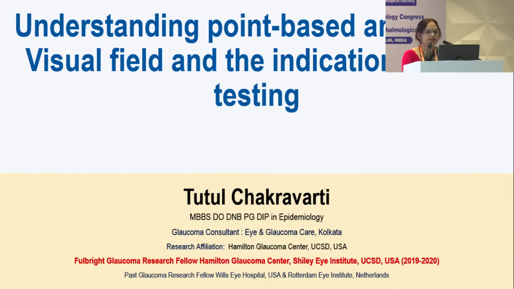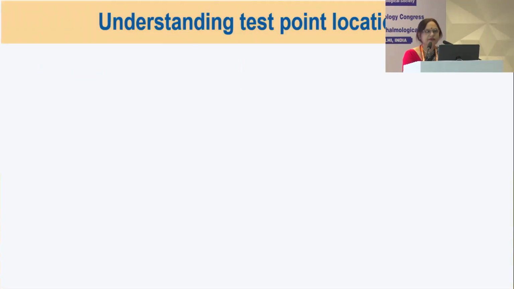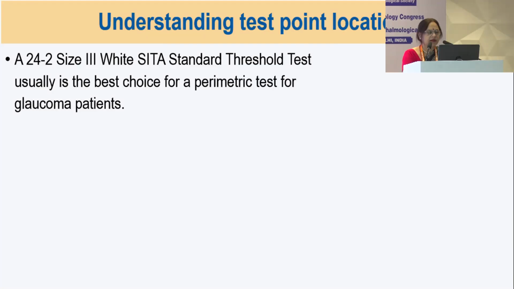Today's topic is understanding point-based analysis of visual field and the indication of 10-2 testing. First I will go for the understanding of the test point locations. A 24-2 size 3 white SITA standard threshold test usually is the best choice for a perimetric test for glaucoma patients.